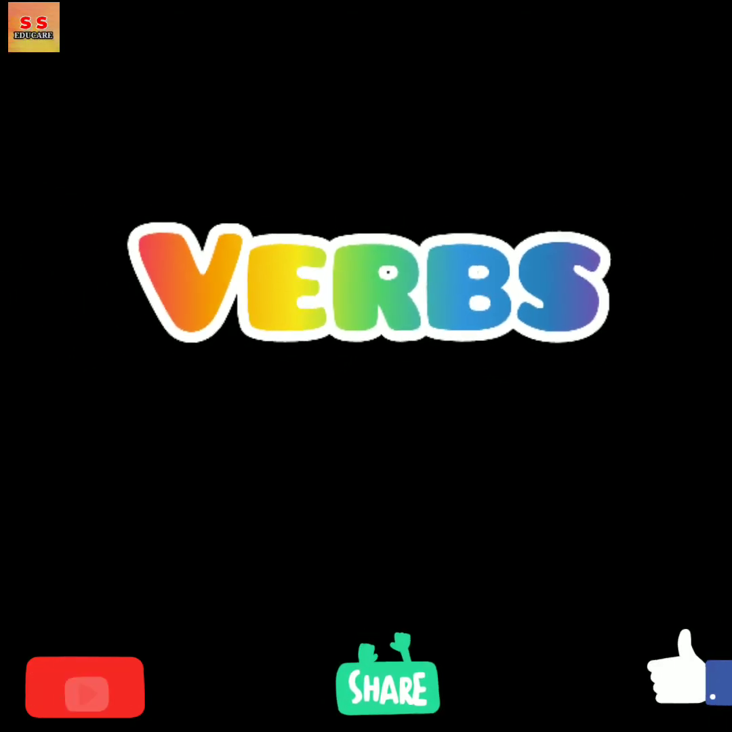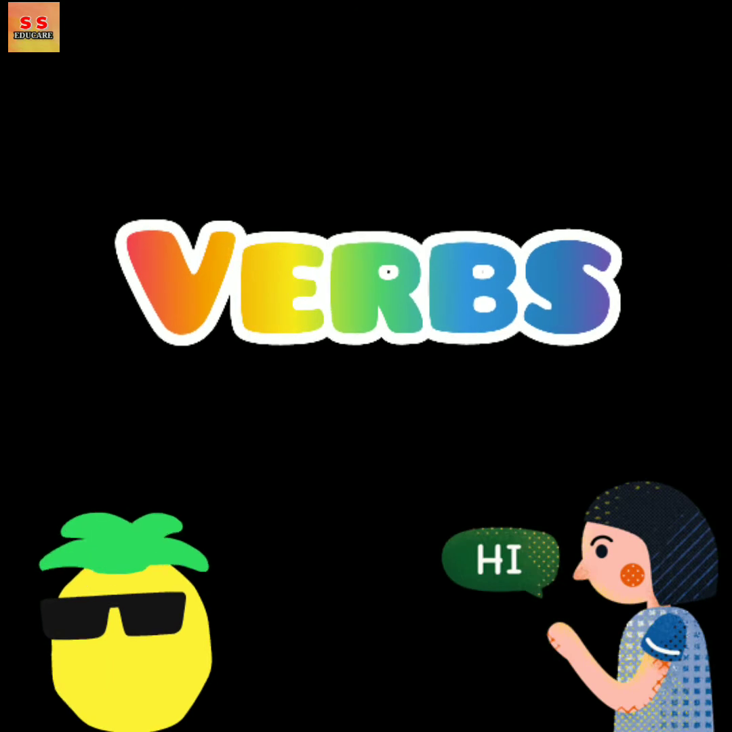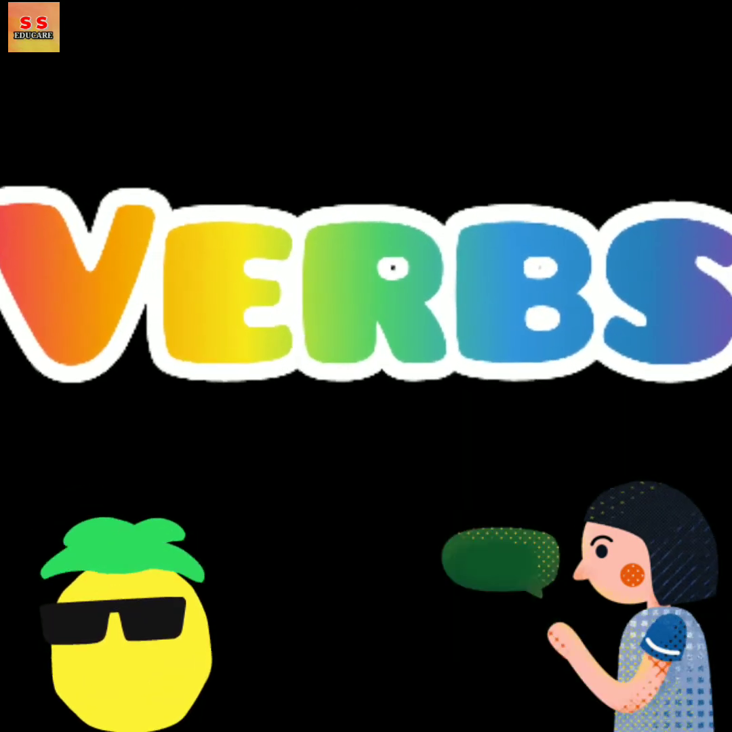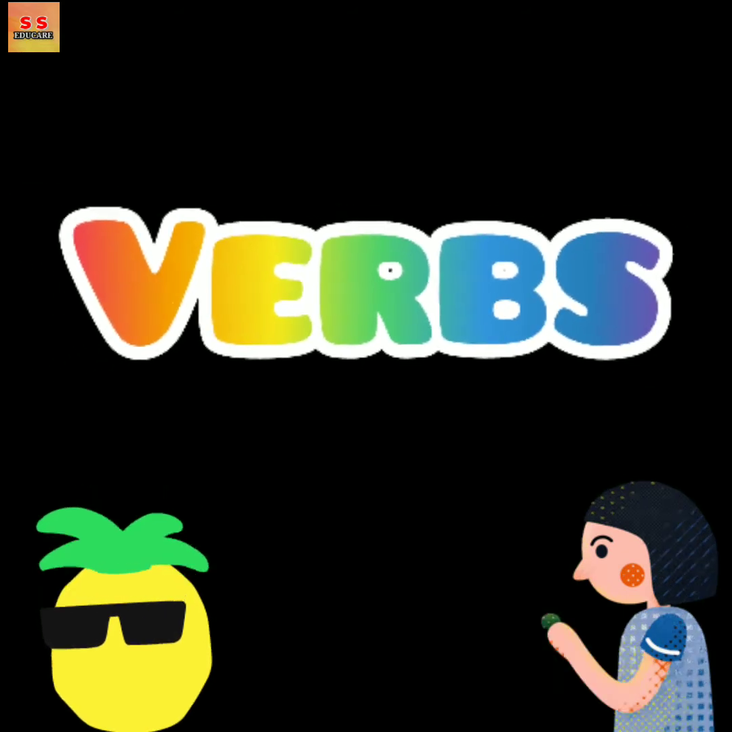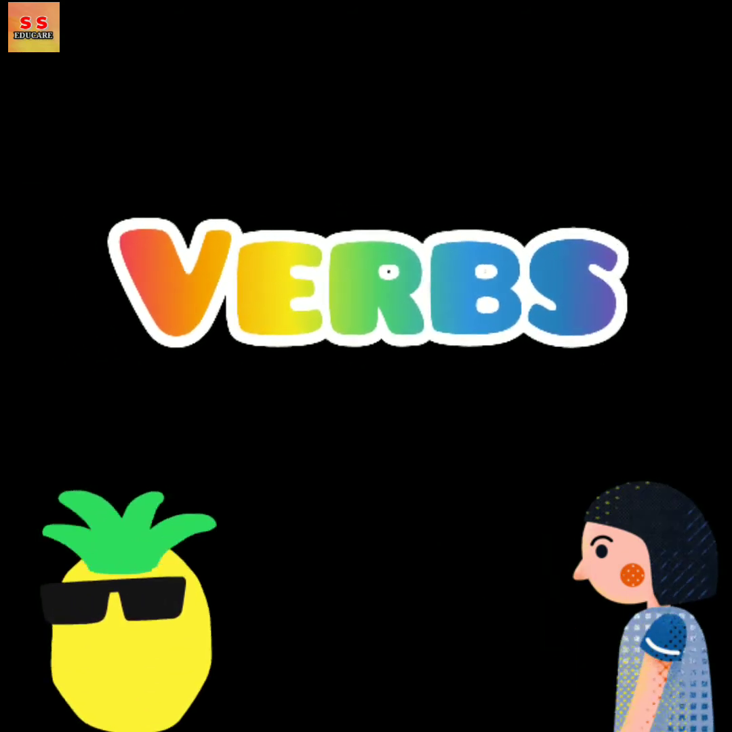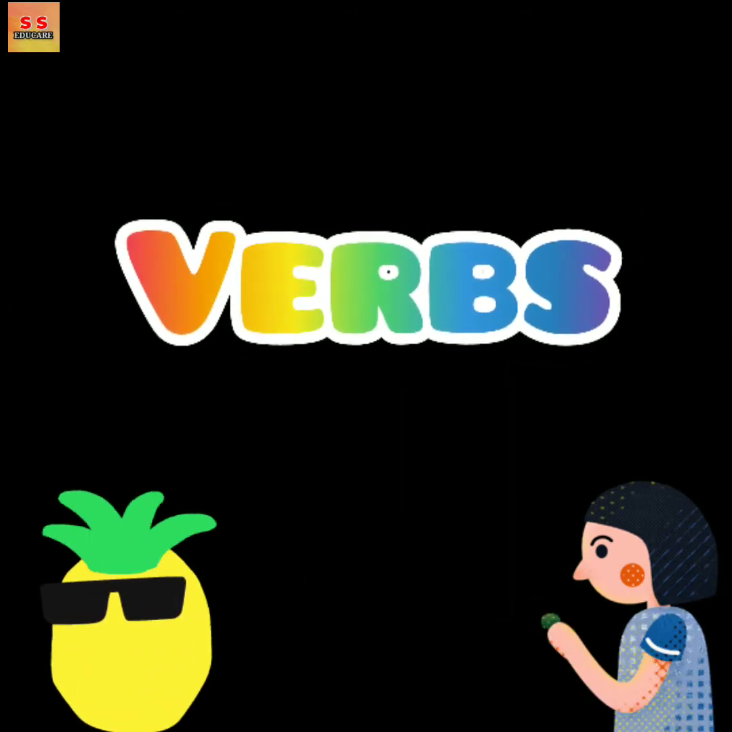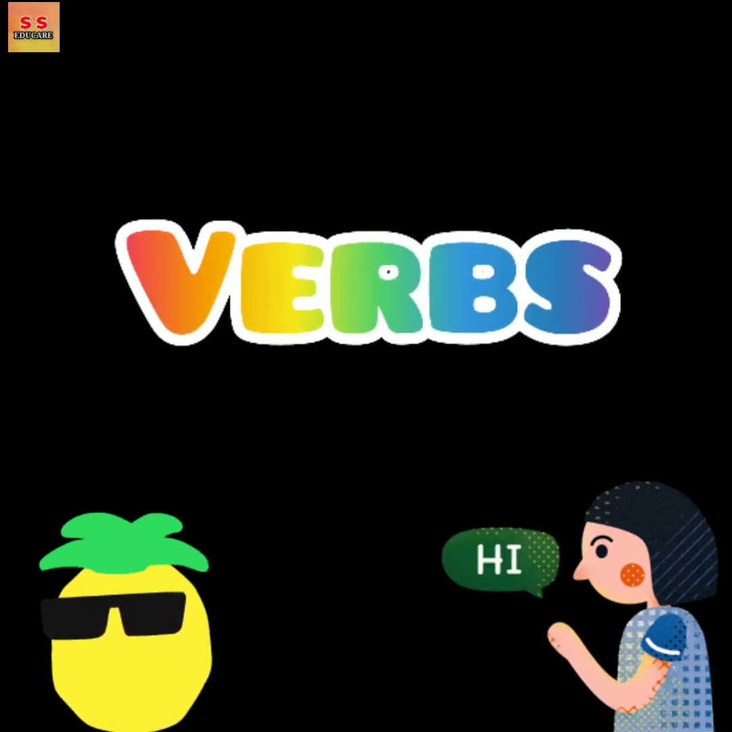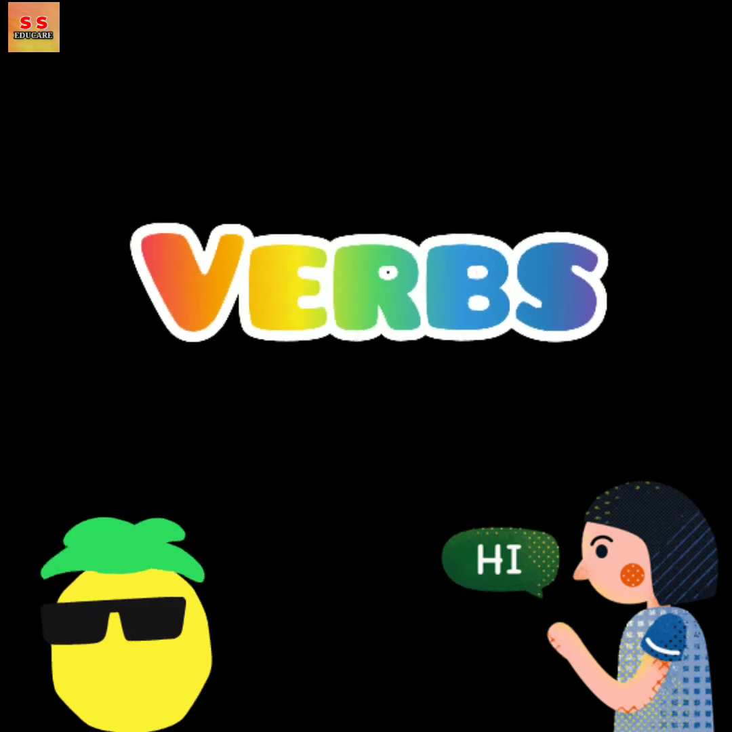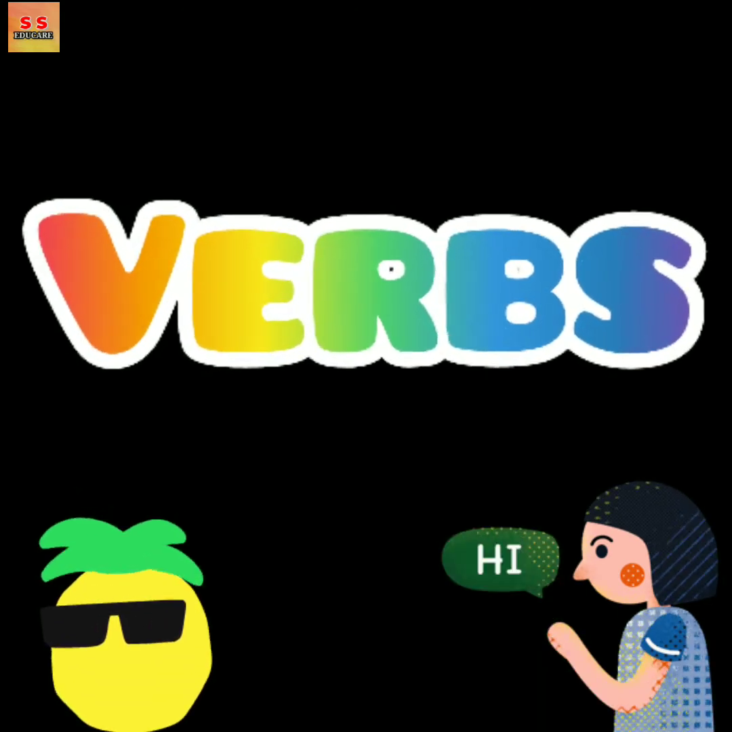In the previous online class, we learned about verbs and types of verbs, which were being verb, possessing verb, and action verbs. In today's online class, we will learn about object of a verb and about transitive and intransitive verbs.